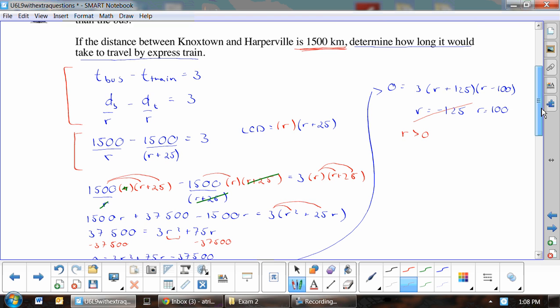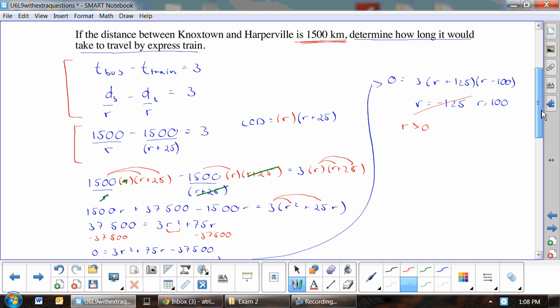So we know that the speed of our bus, because right here, if you look, our bus, the speed is r, and on our train, or what is it? Yeah, and then on the train, it's r plus 25. So the bus speed is 100 kilometers per hour, and the train speed is 125 kilometers per hour.